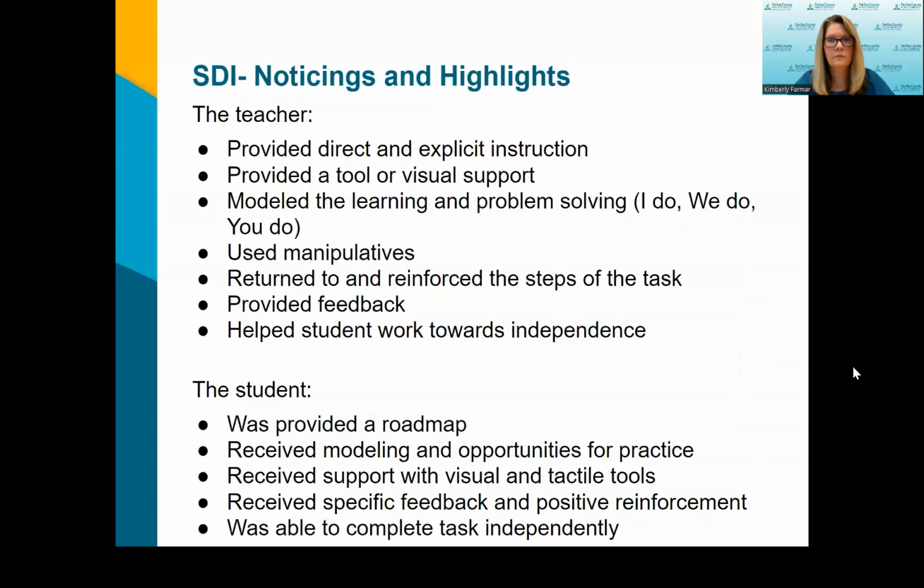Multiple opportunities. So let's take a look at some of the noticing and highlights from that specially designed instruction lesson. The teacher provided direct and explicit instruction, provided a tool or visual support to the student, modeled the learning and problem solving using the I do, we do, you do methodology, used manipulatives, returned to and reinforced the steps of the task, provided feedback, and helped the student work towards independence.